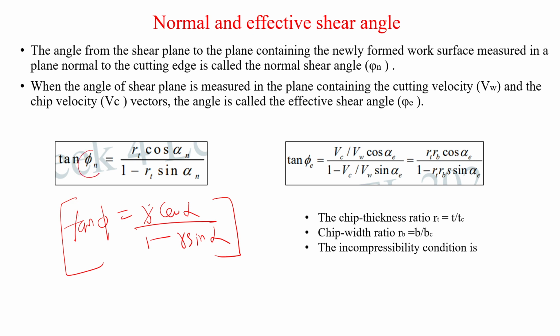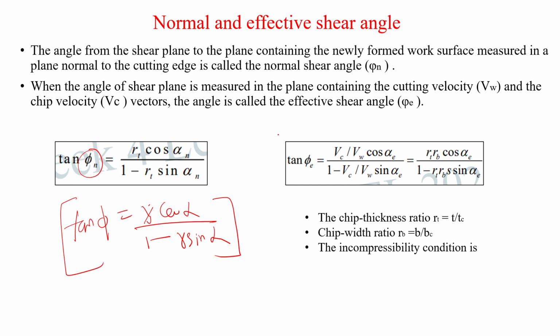It becomes phi n, which is the normal shear angle, and this r remains the same, which is the chip thickness ratio, and the alpha also becomes alpha n, which is the normal rake angle. So this formula changes in the normal plane, everything else remains the same. The definition of shear angle remains the same. Only if it is taken on the normal plane, the angle becomes the normal shear angle, and the rake angle becomes the normal rake angle. Fine.